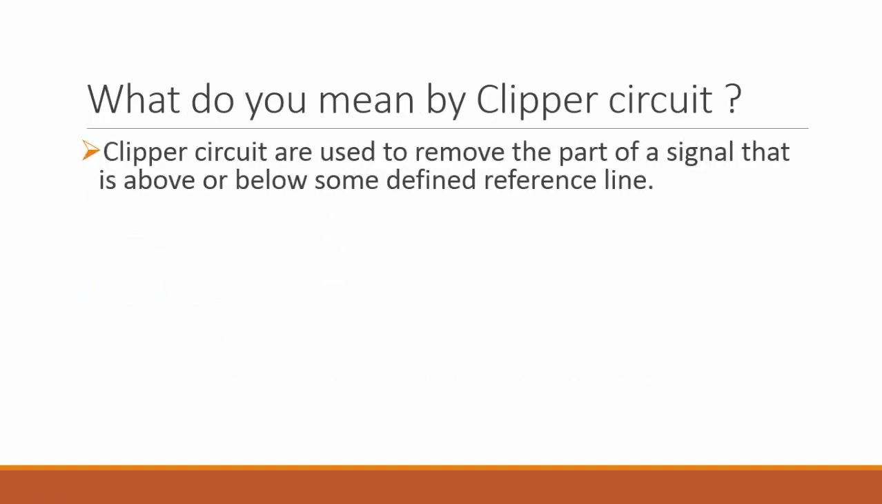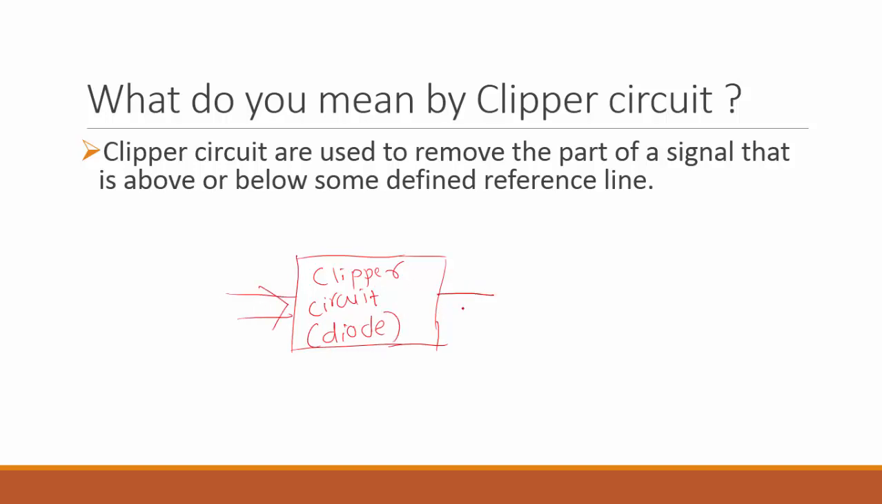So the Clipper circuit is used to remove the part of a signal that is above or below some reference line. What do you mean by some reference line? That is nothing but a DC level. Let's suppose this is a Clipper circuit made up of diodes, and this is the input, and from here I am getting the output.